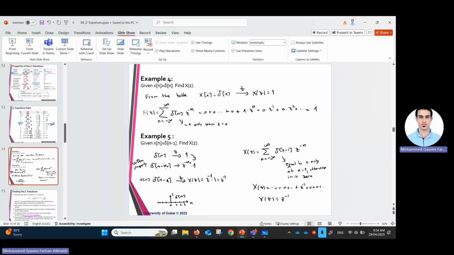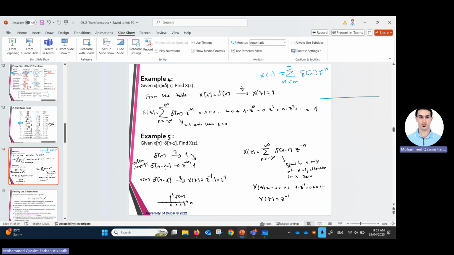All right. So given x of n equals delta of n, find x of z. Let's say in the exam, I asked you to prove that the z transform of delta of n equals 1. So when you are given a question to prove that, you immediately go to the definition. So here the definition: sum from n equals negative infinity to infinity of delta of n, z to the power negative n. So that is x of z equal to this expression.